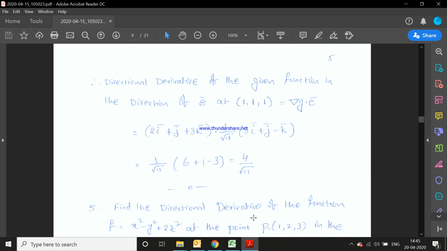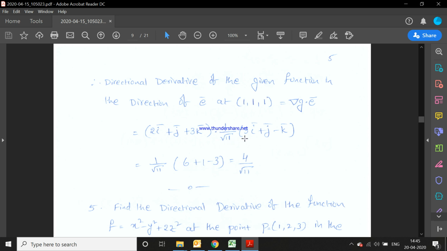Now we write the formula for the directional derivative. The directional derivative of the given function or surface in the direction of E bar at 1 comma 1 comma 1 is del g dot E bar, that is 2i bar plus j bar plus 3k bar dotted with 1 by under root of 11 into 3i bar plus j bar minus k bar. We are substituting the del g value and the E bar value.